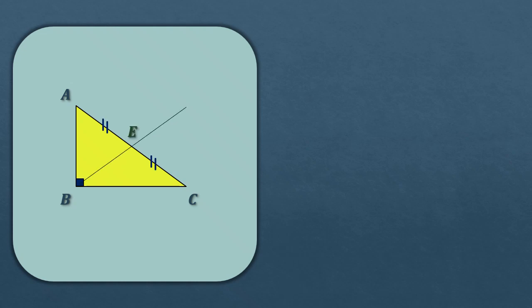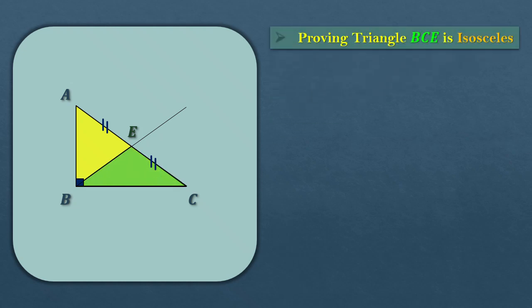Why is triangle BCE isosceles? In this video, we start with a right triangle noted ABC, right angled at point B. From point B, we draw a median that intersects the opposite side AC at point E. Our goal is to prove that triangle BCE is an isosceles triangle.